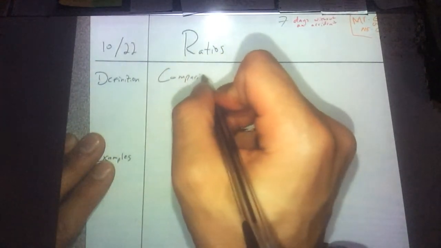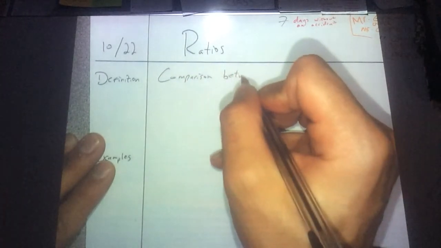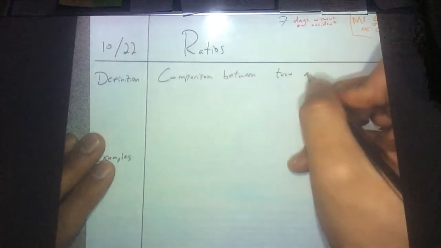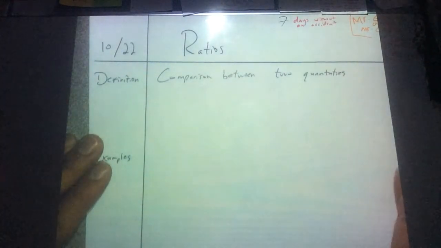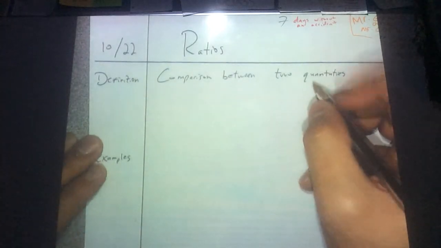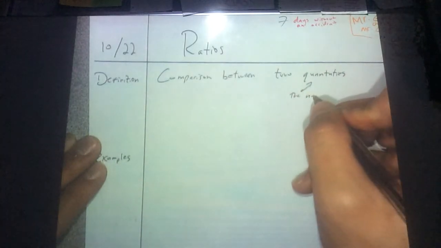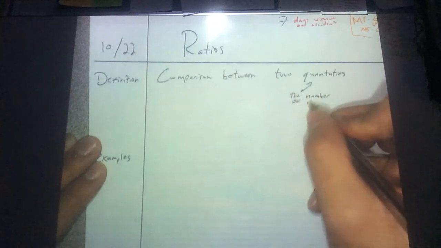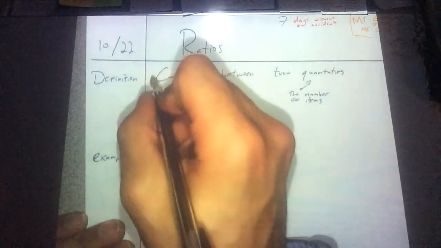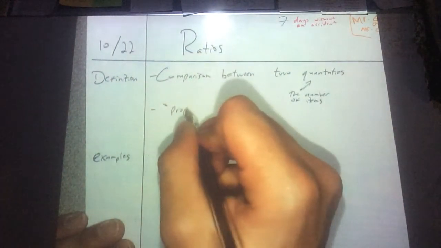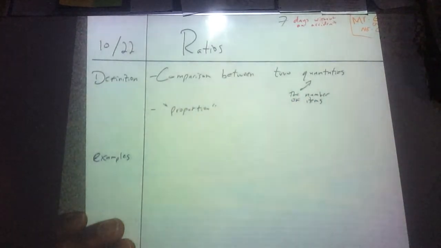Okay, ratios. If you could please get out your composition notebook. Ratios definition is a comparison between two quantities. Two quantities. What's a quantity, you may ask? Well, this is like the number of items. Another word that you might see is proportion. Proportion you might see as well.